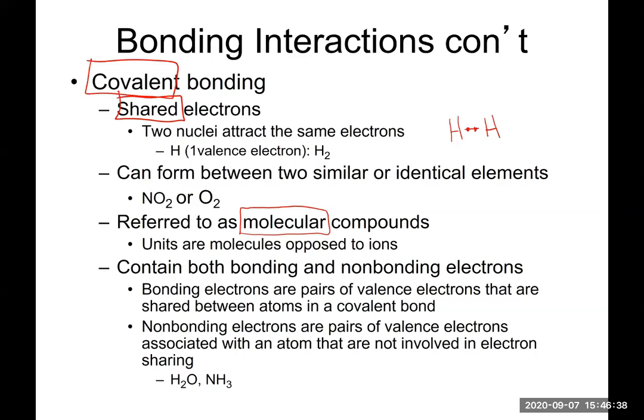The units in ionic compounds are ions. The units in covalent compounds are molecules. Covalent compounds contain both bonding and non-bonding electrons, and we saw a lot of that in the last lecture when we were drawing Lewis structures. Bonding electrons are pairs of valence electrons that are shared between the atoms in a covalent bond, and each covalent bond has 2 electrons in it. Non-bonding electrons are pairs of valence electrons that are associated with an atom that are not involved in electron sharing.